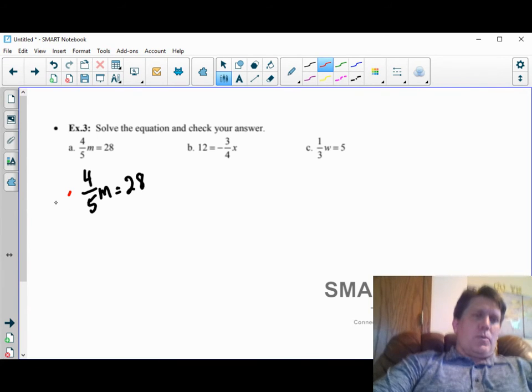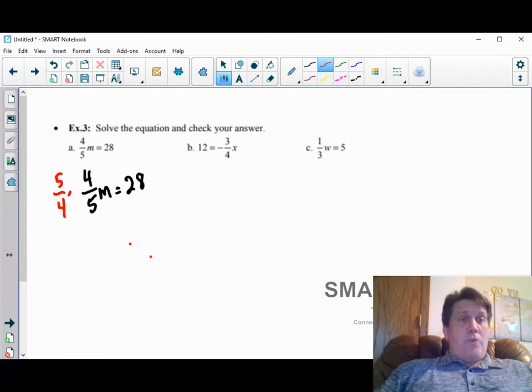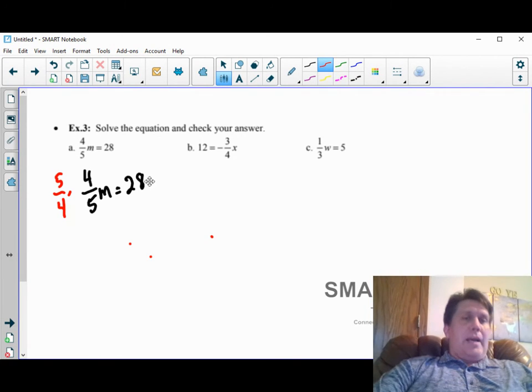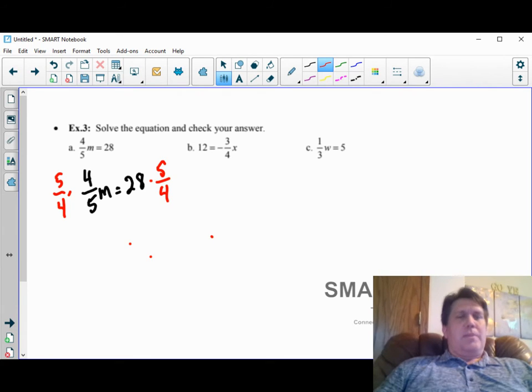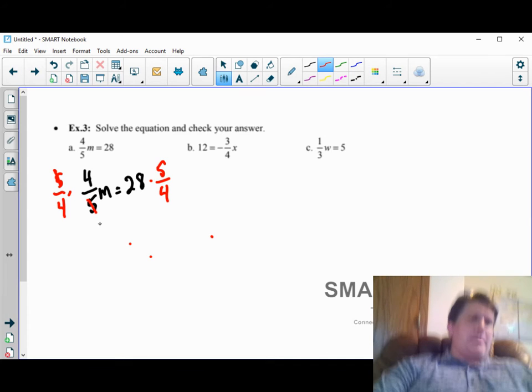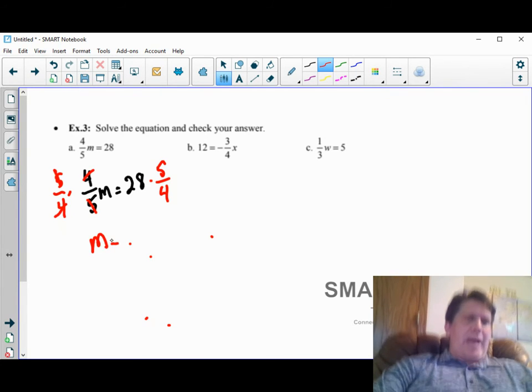The fastest way when you have a fraction multiplied by a letter is to multiply by the reciprocal. The reciprocal means you flip it over. So instead of 4 over 5, you multiply by 5 over 4. And if I multiply that side by 5 over 4, I multiply this side by 5 over 4. Why? The 5 divided by 5, those two divide and make 1. They cancel out and get us 1. And 4 divided by 4 gets us 1. So this side would just be m now.